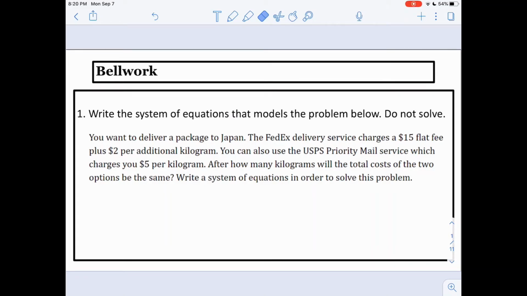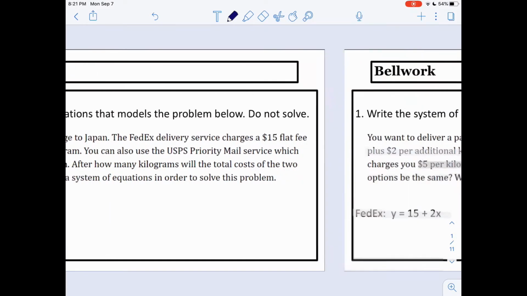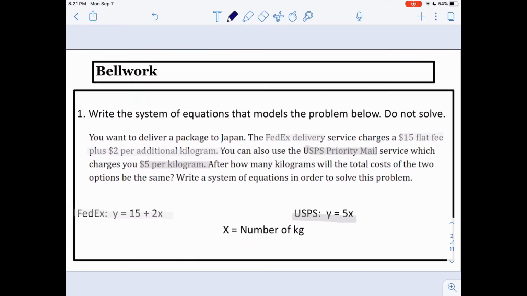For your bell work today, read the problem below and write the system of equations that models the problem. Do not solve. Give yourself 5 minutes to complete this task. Pause the video now. Let's take a look at the bell work.